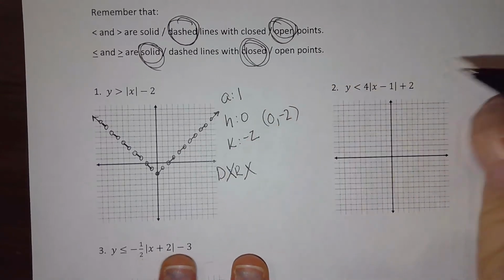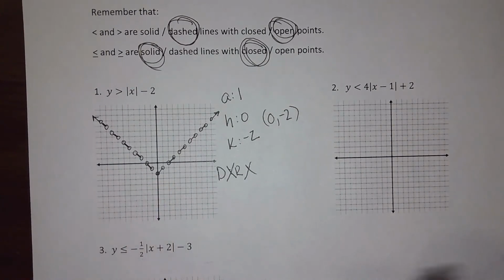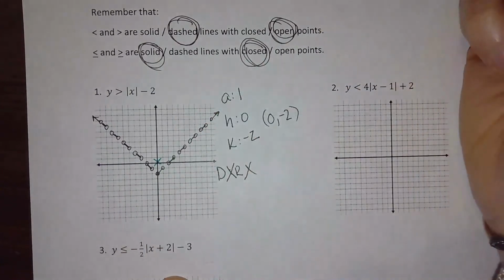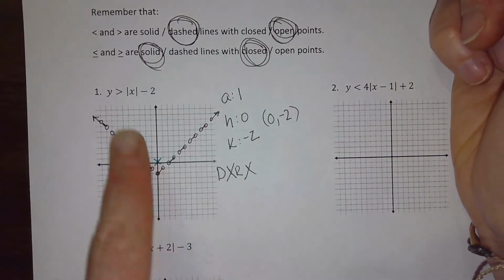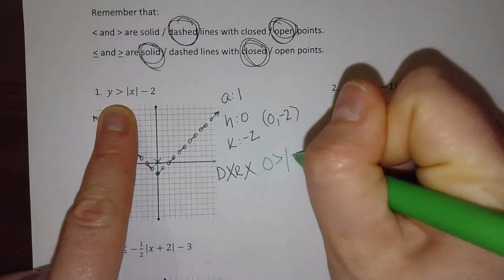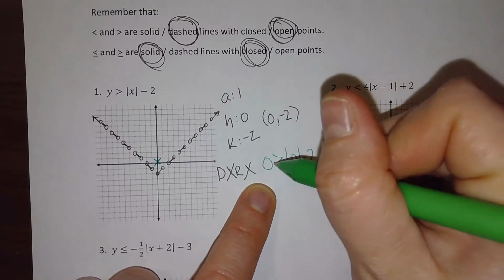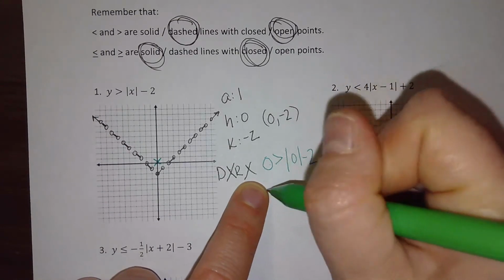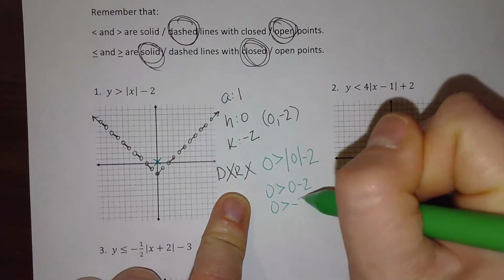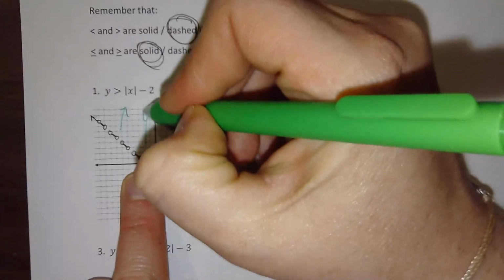Okay, it's an inequality. What we're going to do is test the point 0, 0. When I test 0, 0, I'm testing to see which region is going to make the statement true. So I take 0, 0 and plug it in. 0 is greater than the absolute value of 0 minus 2. 0 is greater than the absolute value of negative 2, so 0 is greater than 2... 0 is greater than negative 2. That is true. This worked. So I'm going to shade up here.